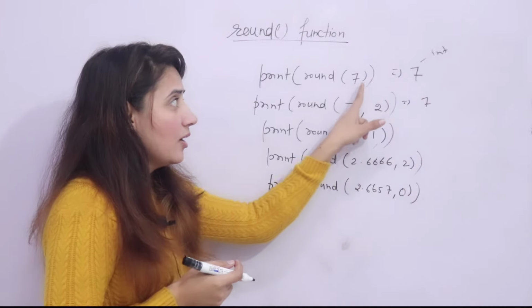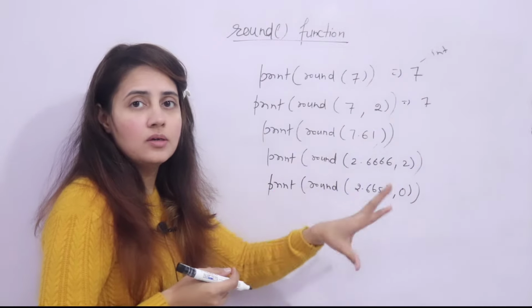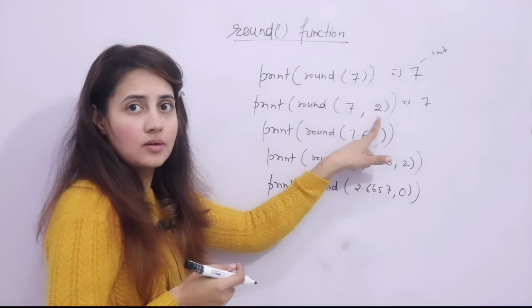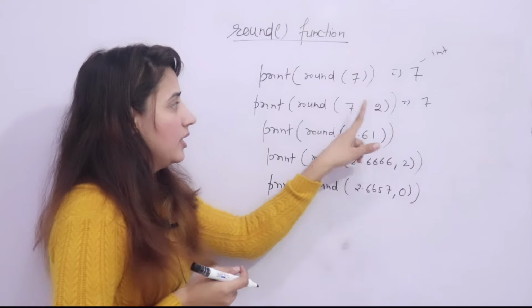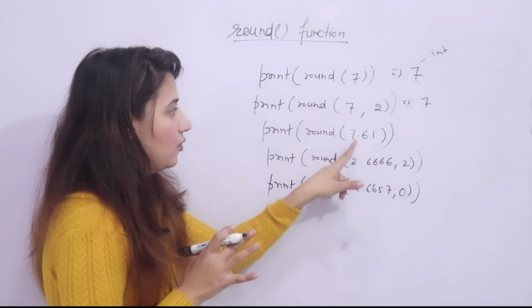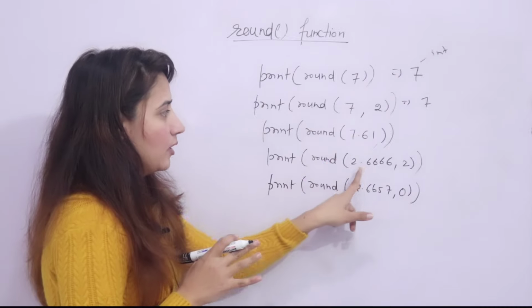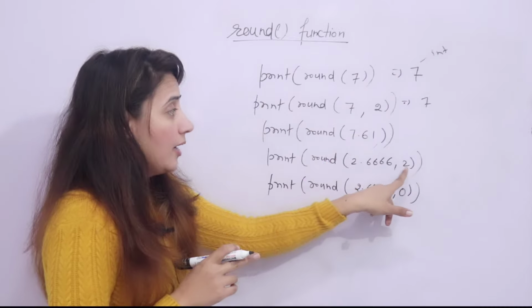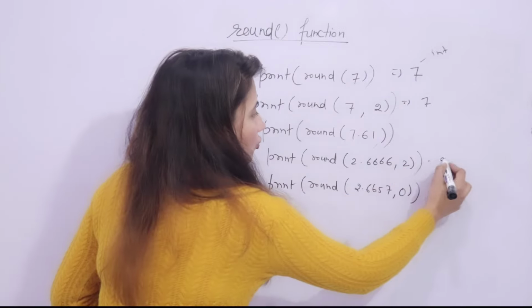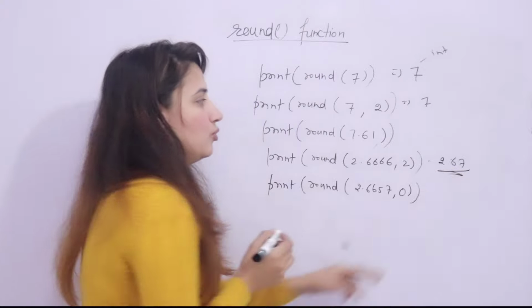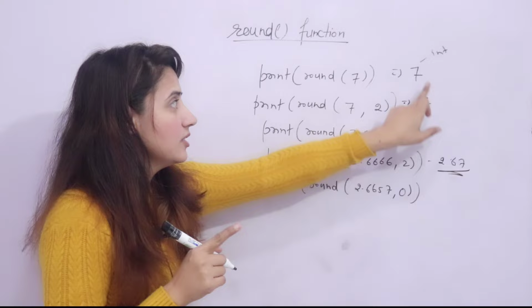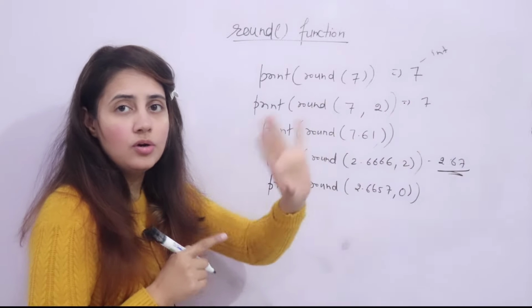So if n digits are not given, it will return an integer, right? If n digits are given, in that case what will it return? If it is an integer value, then it will return an integer. If it is a float, something like 2.66, this is a float and we have given n digits, right? So it will return 2.67. So the type of this return value would be float. In this case it would be float, in this case it would be int. So it will return either int or float.